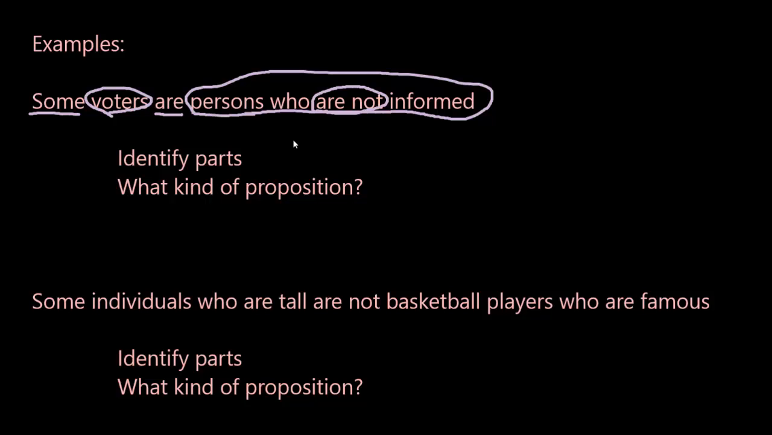The reason why you would be wrong is because are not is contained in a clause, namely who are not informed, that is modifying persons. So it belongs to the predicate term as a whole. And it's really these two categories that are being coupled together, that's being related.